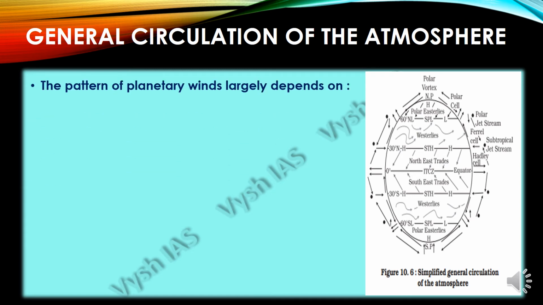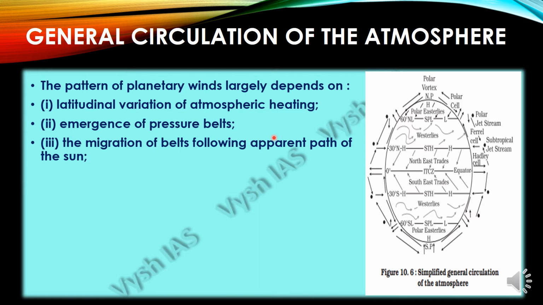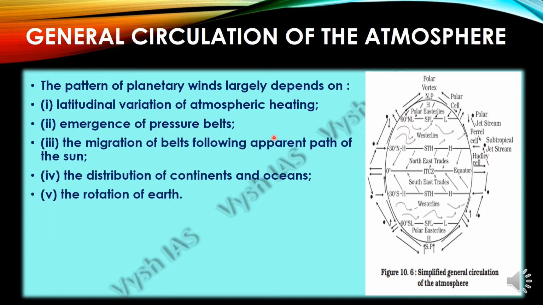So next we have the general circulation of the atmosphere. This is a pattern of all the planetary winds, which are largely dependent on the following factors. One is the latitude variation, different latitudes, and also the atmospheric heating which takes place. Then the emergence of pressure belts. Then the migration of belts because of the apparent path of the sun, as they follow the path of the sun. And then the distribution of continents and oceans, and then the rotation of the earth.